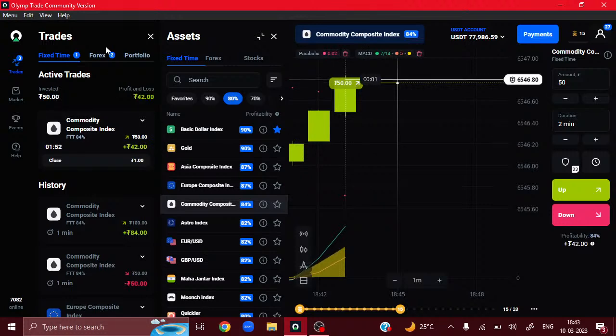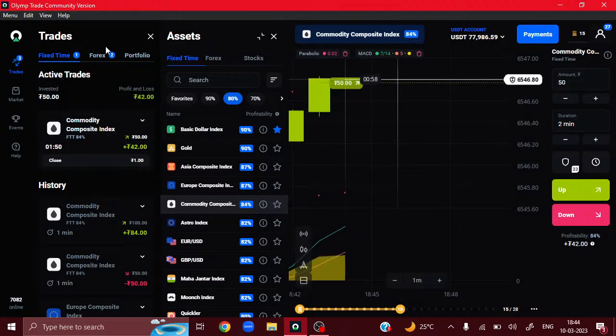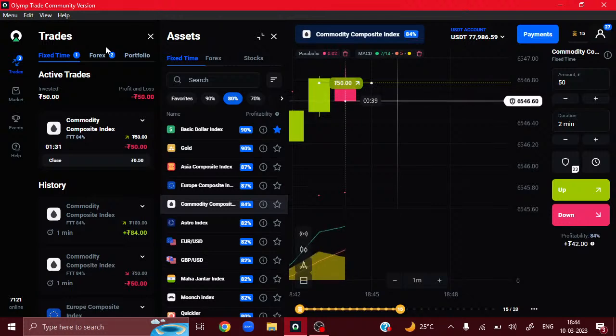Also guys, are you excited for the NFP data? I would give you certain rules for the data. If you are going to trade on the NFP data, do not invest more than 10% of your total capital in one particular trade. For example, if my capital is 77,000 USDT, I will not invest more than 7,000 USDT in one trade.